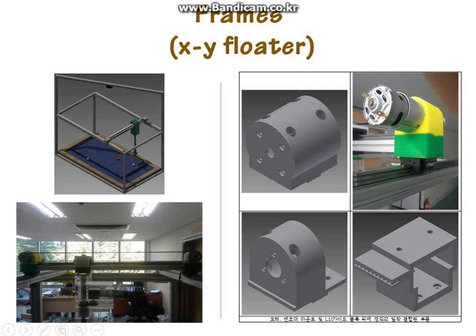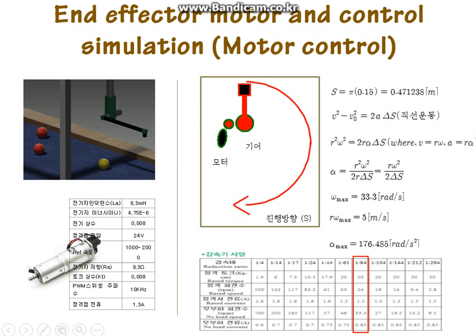When hitting the ball in the pool table, the speed of the ball is very important. This section is dealing with how we chose the end effector motor, which will determine the speed of the ball, and what controller is better for our system. Our aim is to control the velocity of the end effector motor.